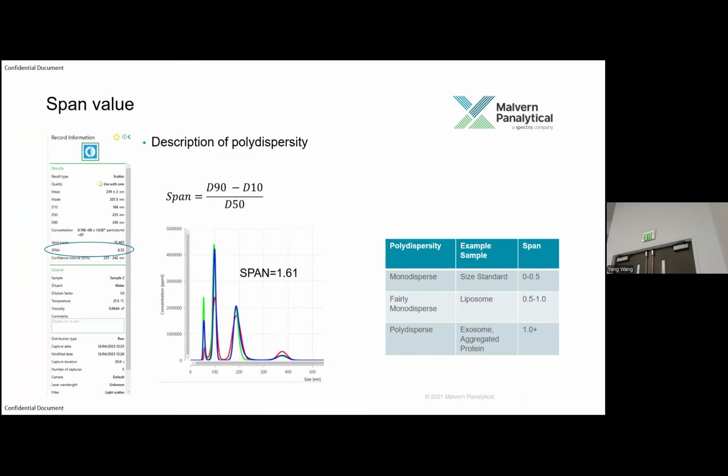So the frame of reference is that if you're looking at monodispersed samples, let's say the size standards that come with your system, those would have values between 0 and 0.5. If you're looking at well-defined, synthetic or biological samples, then those might be 0.5 to 1. And then anything else that you see here with multiple populations would be any value above 1. It's a limitless metric of polydispersity.